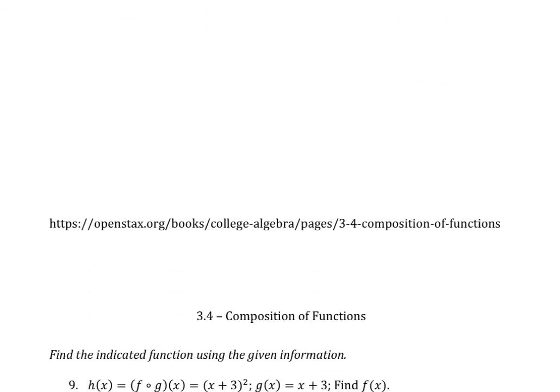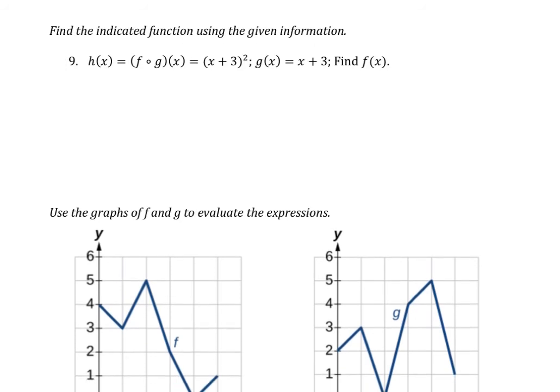All right, let's look at the next part. Find the indicated function using the given information. This one is a little bit different. This has 3 functions. So we have h of x. H of x is actually the composition, what we get after we do the composition of f and g. Remember, what this means is we took g and we plugged it into f. So we took g and we plugged it into something in order to get x plus 3 squared. So what could f be in order to make it look like x plus 3 squared?